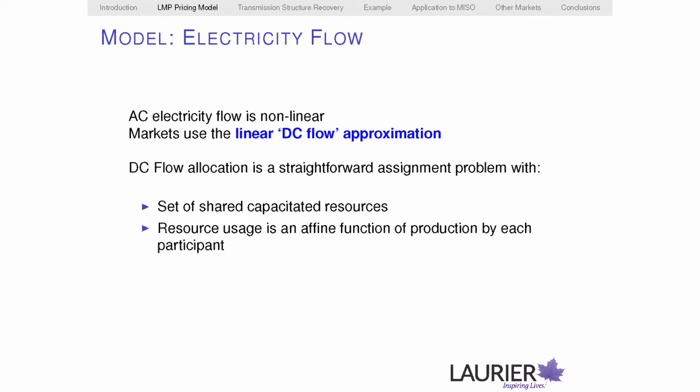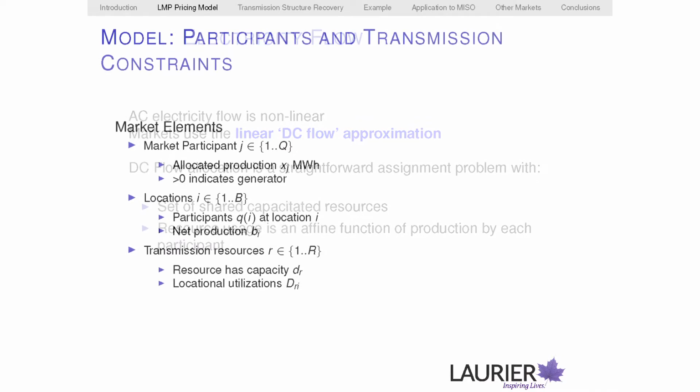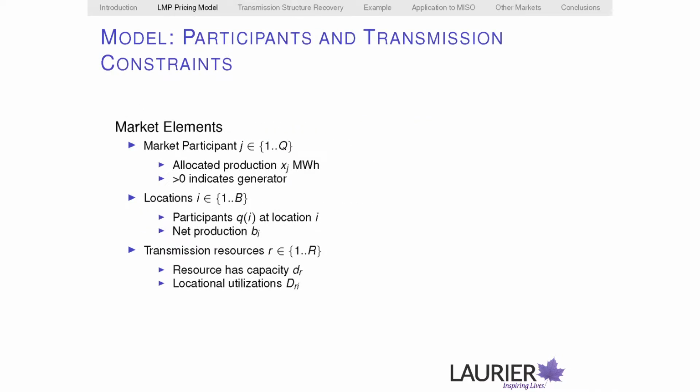So the model here has these 3 elements. One, we've got the set of participants, who are, of course, generators and consumers. They're allocated some amount of production, xj. If it's greater than 0, they're generating. If it's less than 0, they are consuming. So it's just a symmetric model.